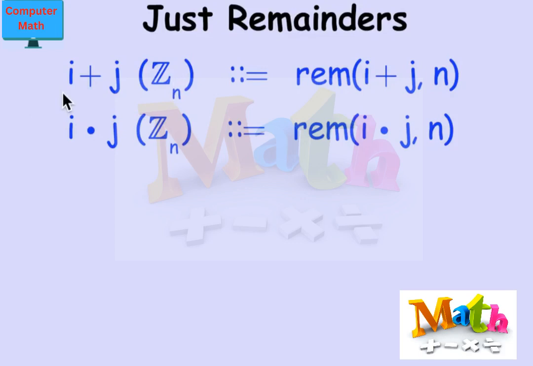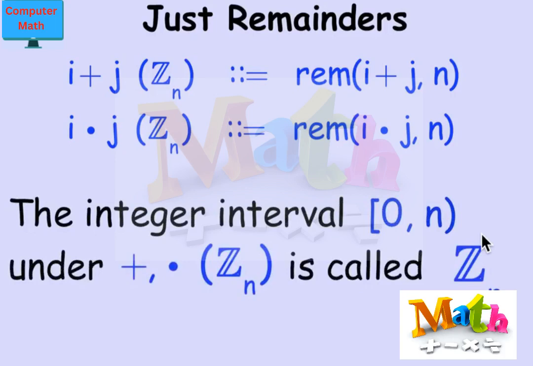Addition just means take the sum, but then take the remainder immediately, just in case it's too big. And likewise, the product in Zn is simply multiply them and take the remainder. So this isn't really a very dramatic idea, but it turns out to pay off in making some things just a little bit easier to say, because we're talking about equality instead of congruence.